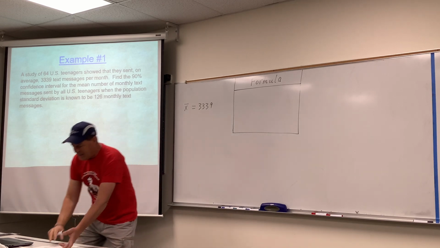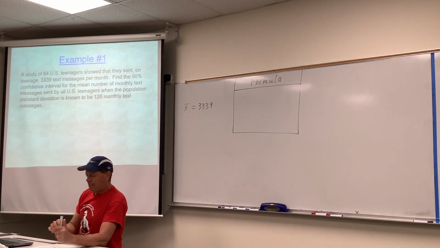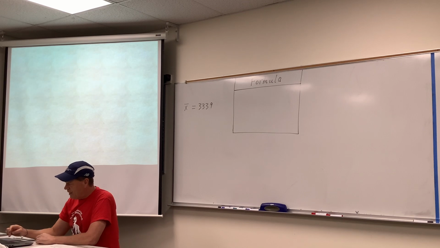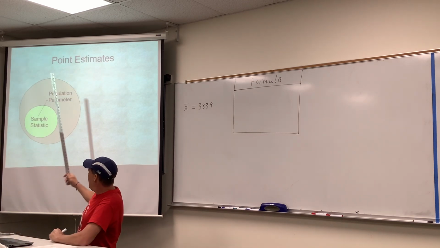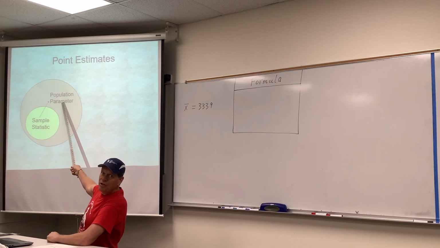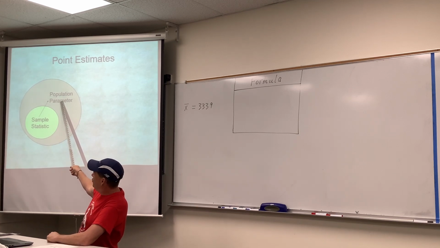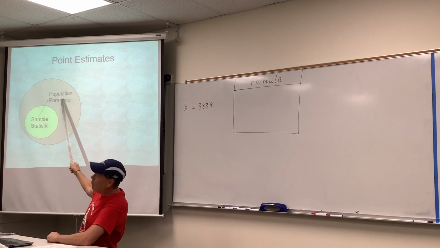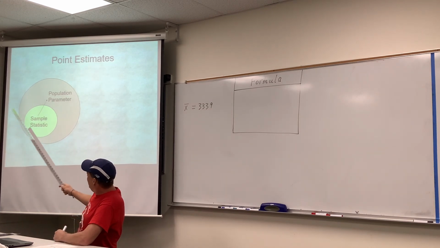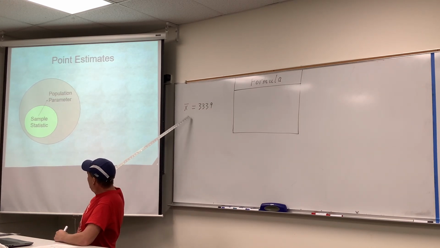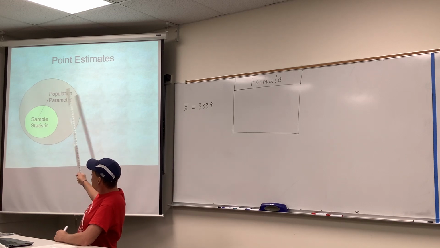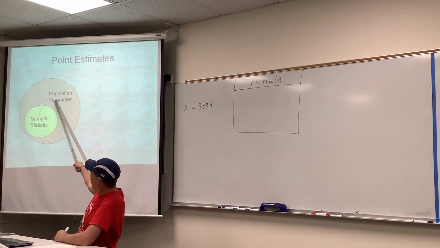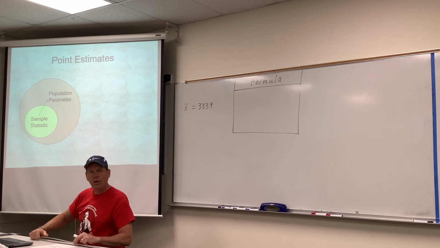So the overarching idea here is this. We've looked at this many times. Point estimates. See, the overall idea would be to estimate the average, the mean, number of text messages sent by all U.S. teenagers. That's a population. We're never going to know that number for sure. That's why we're estimating it. But we're going to take that statistic from our 64 teenagers, that X bar, and use it as a starting point to estimate what it would be for the whole U.S.